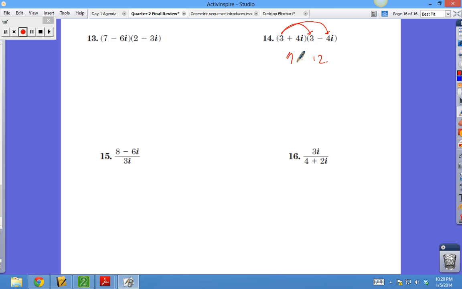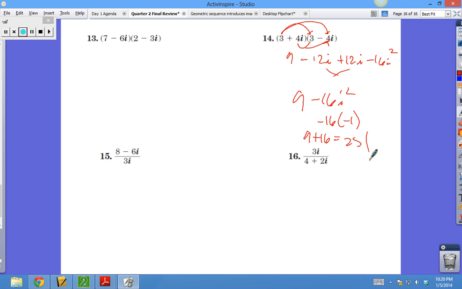3 times 3 is 9. 3 times negative 4i is negative 12i. 4i times 3 is positive 12i. 4i times negative 4i is negative 16i squared. Combine your like terms. That's 0. 9 minus 16i squared. I squared is negative 1. A negative 16 times a negative 1 is a positive 16. 9 and a positive 16 is a 25.